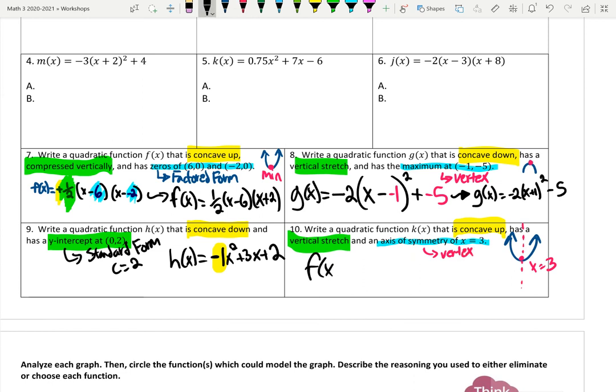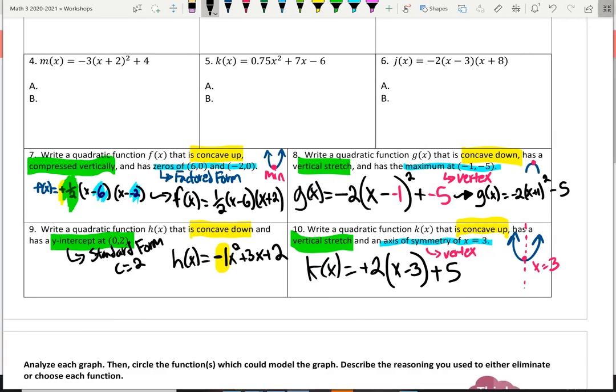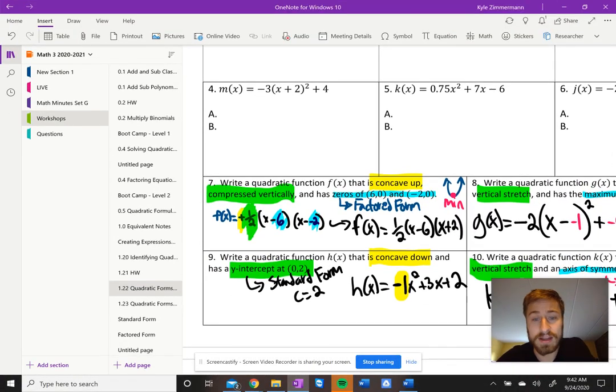So it's going to be f of x equal to, actually k of x. k of x is concave up, so it's going to be a positive value. It is a vertical stretch, so it's getting bigger. I'm going to stretch it by 2, and it's going to be x minus 3, squared, plus k. Now, they didn't specify the k part, so I'm going to insert my own number, and I'm going to say 5.